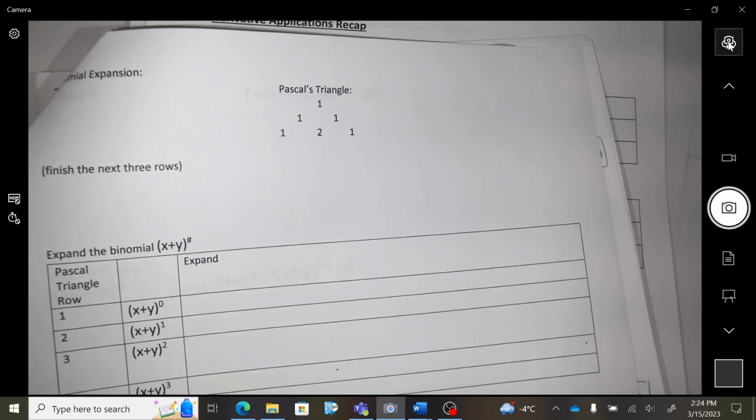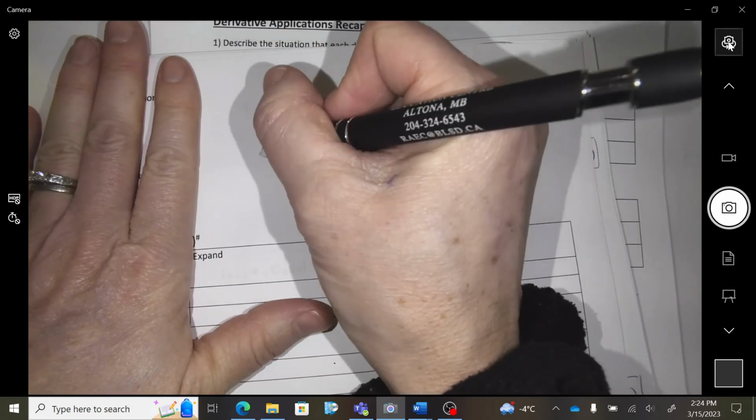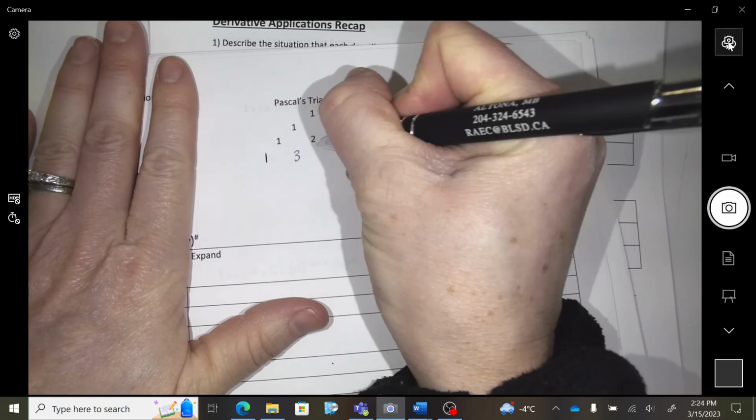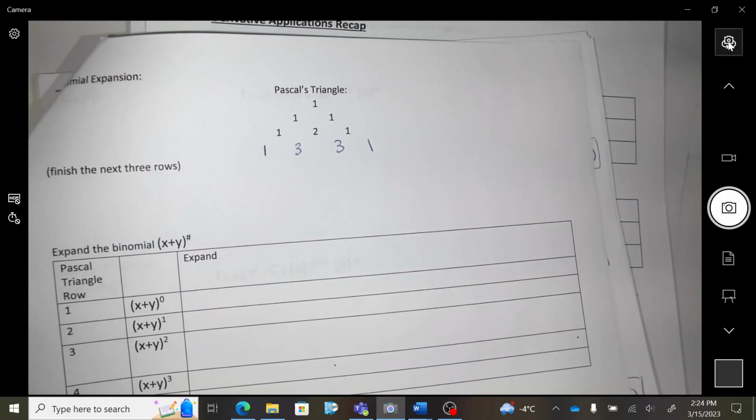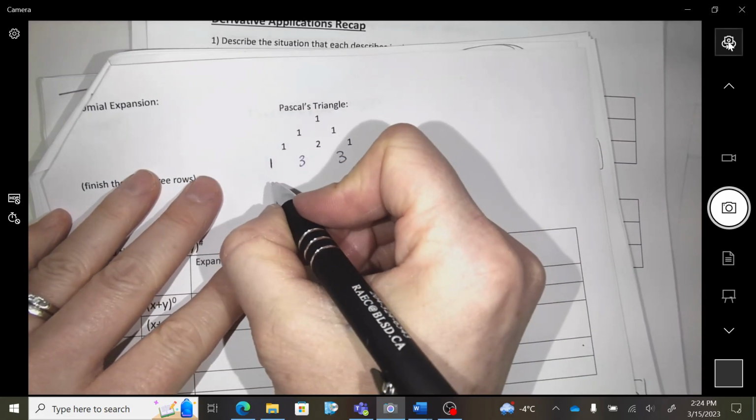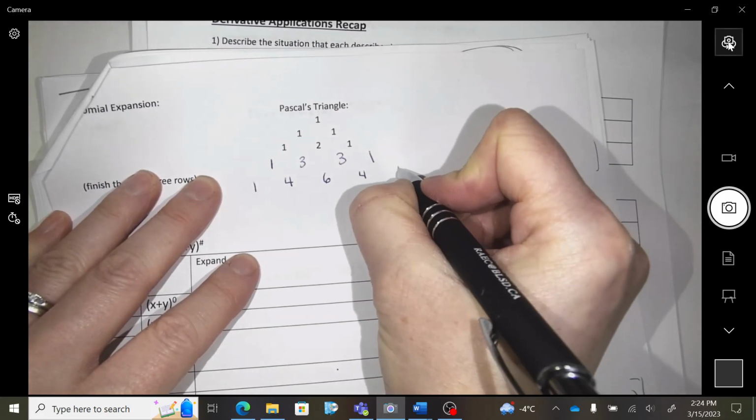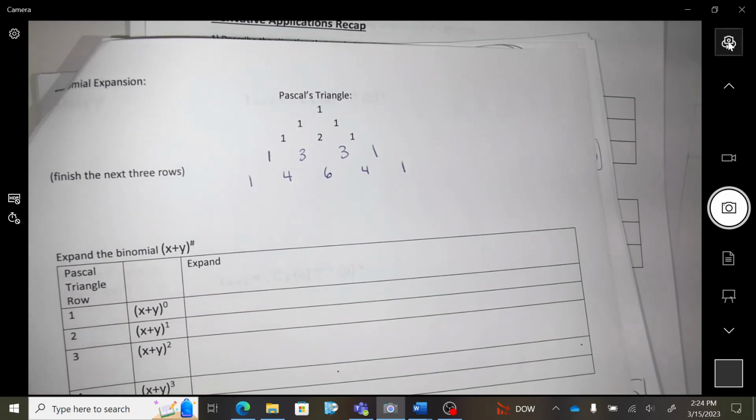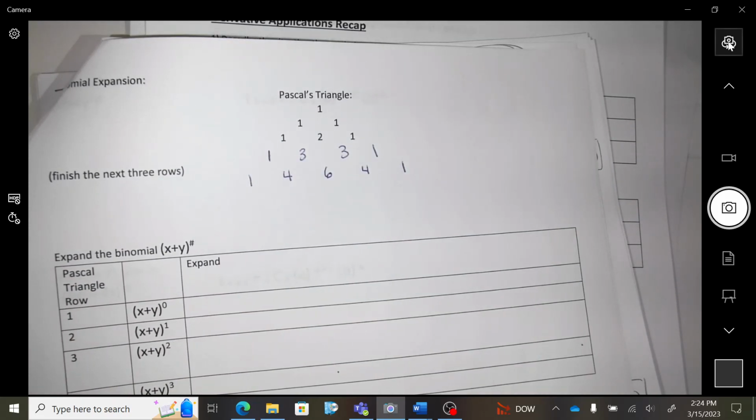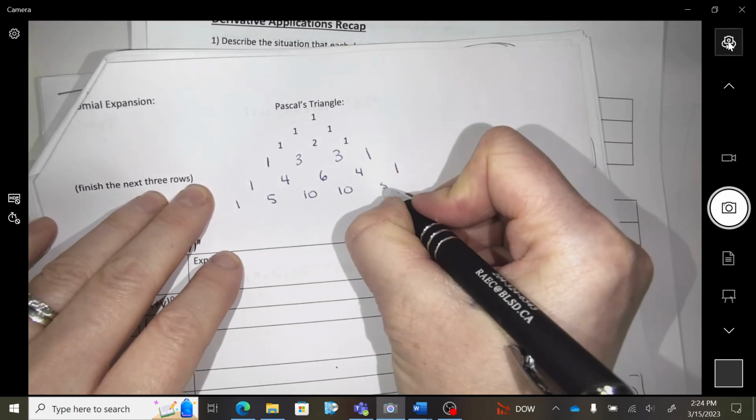I'm going to give you the next couple rows, and I'm going to see if you can keep going. So here's the triangle. The next row would be a 1, 3, 3, 1. The next row would be 1, 4, 6, 4, 1. I'll give you one more, and then you have to figure out what's going on. 1, 5, 10, 10, 5, 1. Okay, get the next one.